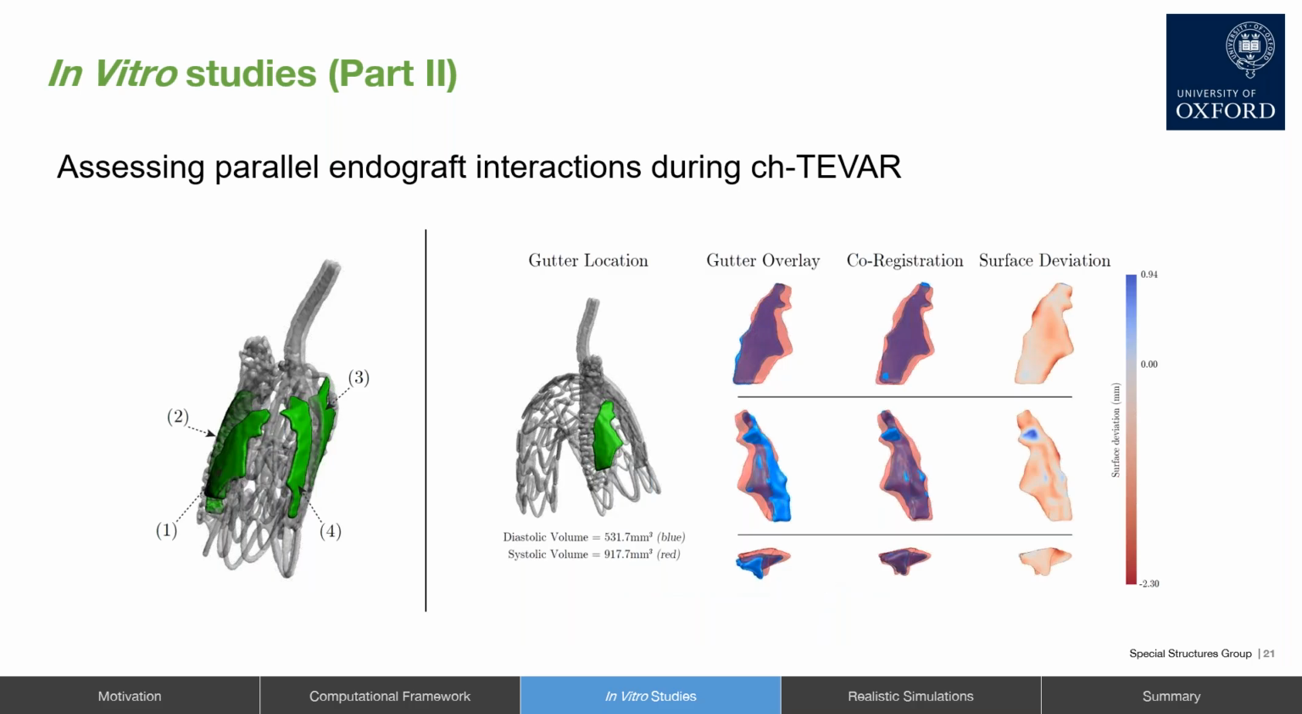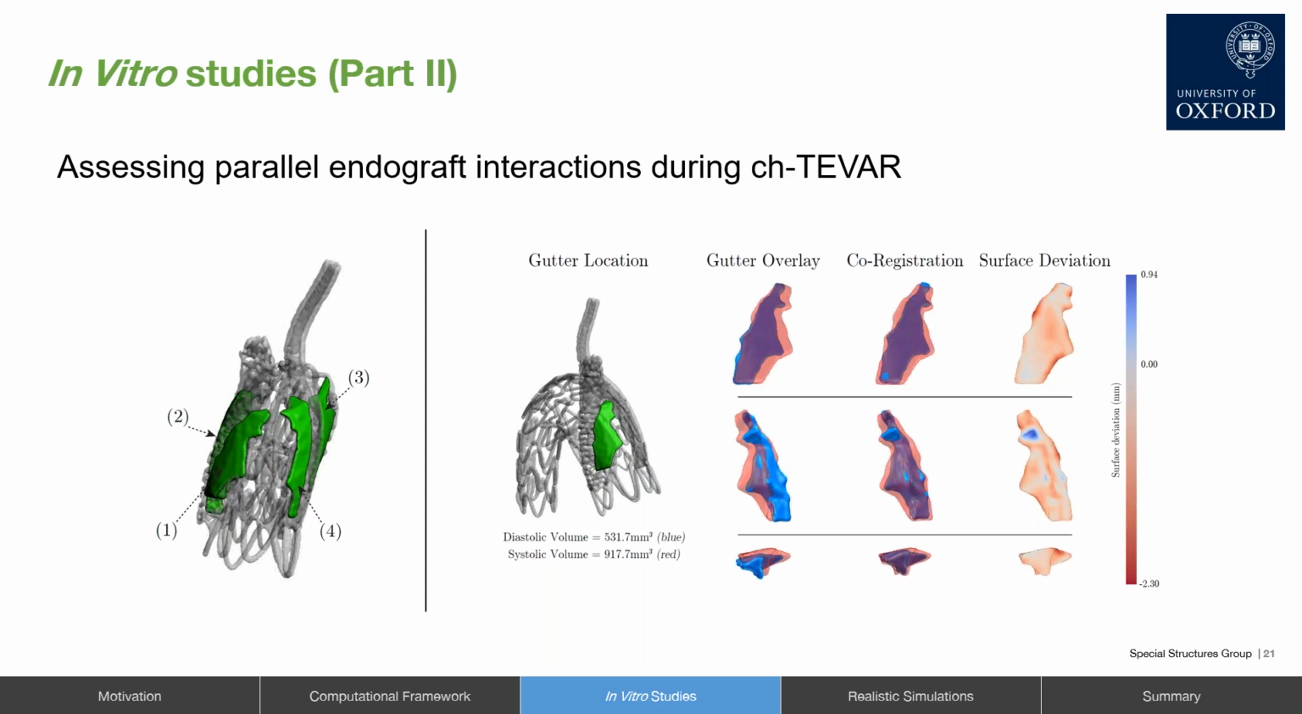Now, what does this assessment really look like? Well, on the left, we see that we can identify clearly 4 unique gutters that differ not only in their location, but also in their volume and their shape. On the right, we can see the detailed analysis of a single gutter comparing the end diastolic and peak systolic phases of the cardiac cycle.